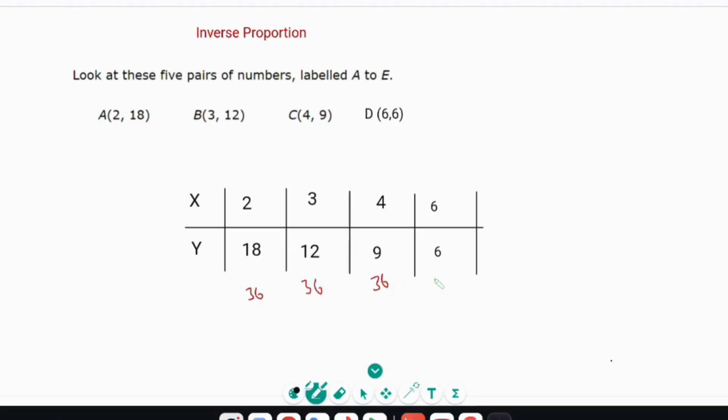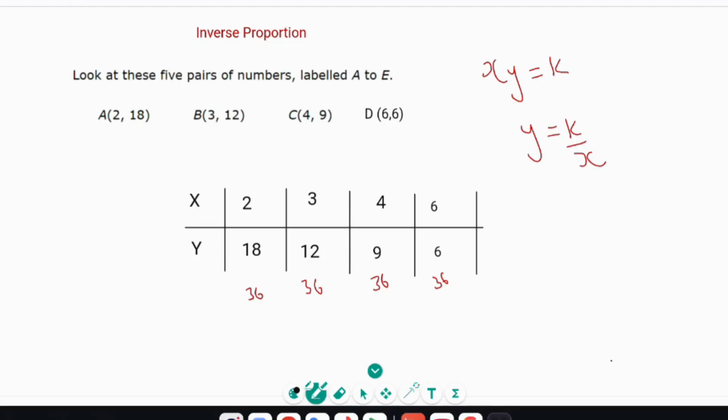So that's really your equation for inverse proportion. Xy is equal to the constant. We usually write it as y is equal to the constant over x, which is just the same formula rearranged.